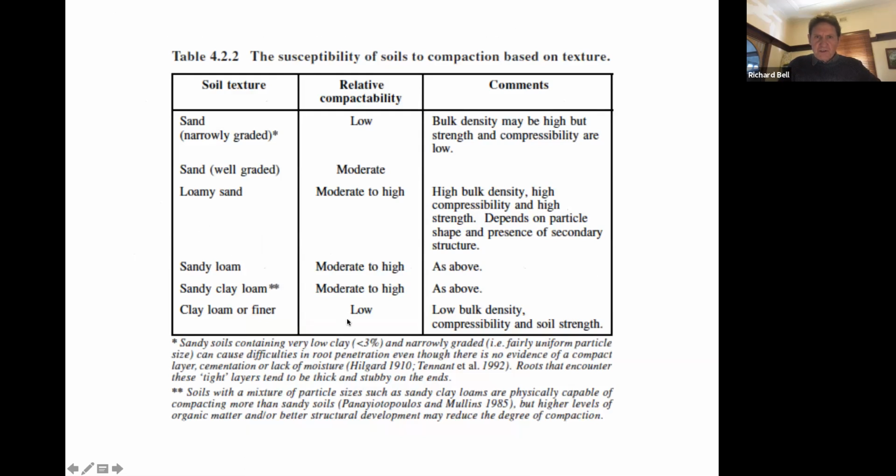This is from one of the DPIRD publications, which indicate these subsoil compaction layers probably form more in the loamy sand and sandy loam, sandy clay loam textures than other textures.